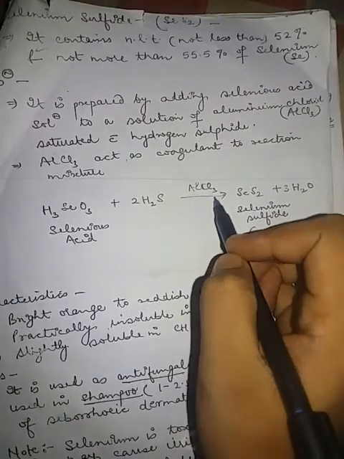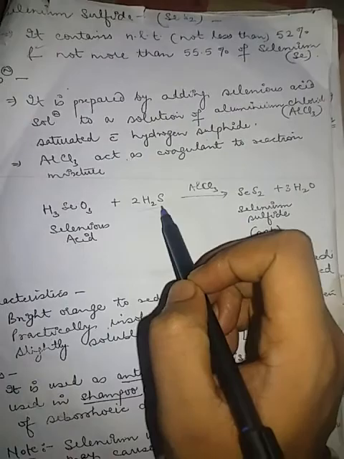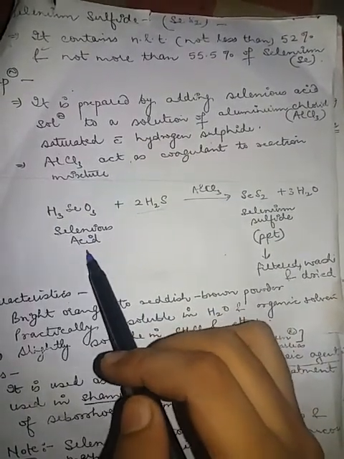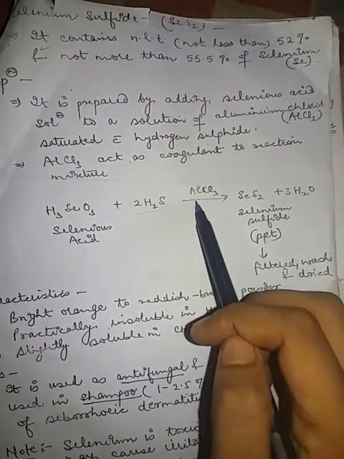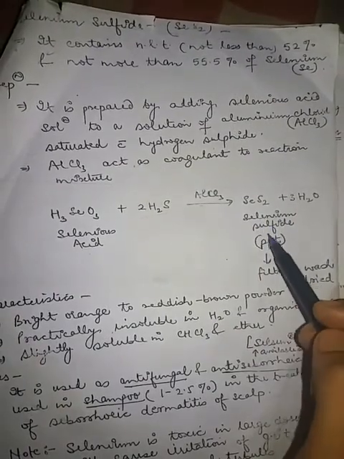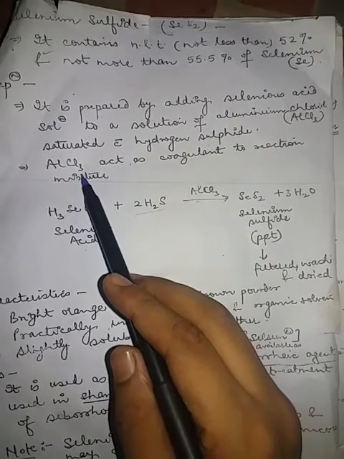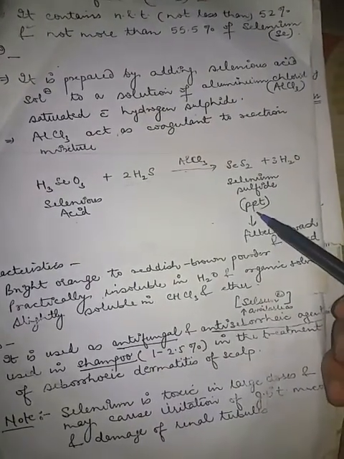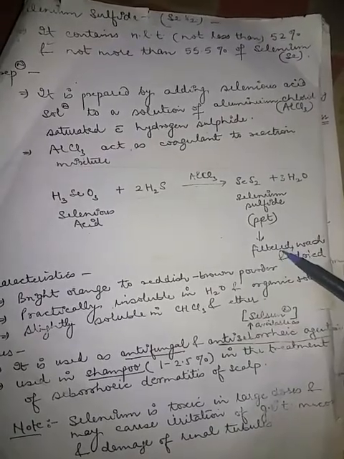Here this is the aluminum chloride solution with hydrogen sulfide. This is hydrogen sulfide, meaning we have to add this selenous acid with hydrogen sulfide in the presence of aluminum chloride, and we get the selenium sulfide precipitate. Here aluminum chloride acts as a coagulant to the reaction mixture, and this precipitate is filtered, washed and dried, and we get the selenium sulfide.